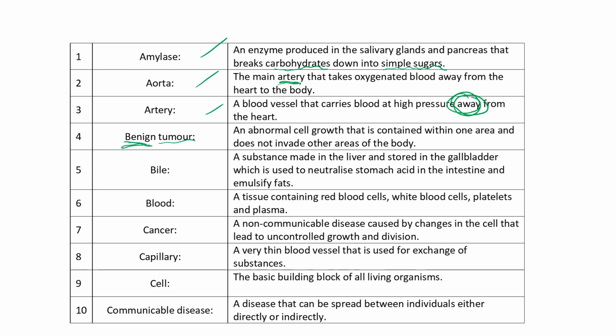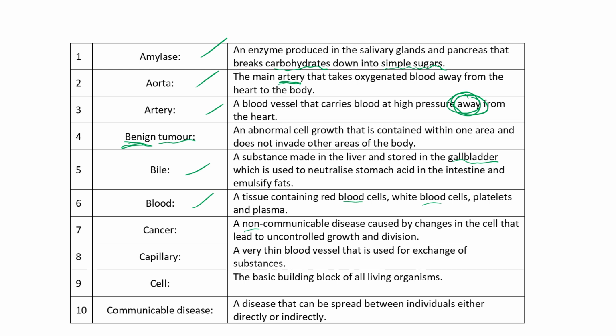A substance made in the liver and stored in the gallbladder, which is used to neutralise stomach acid in the intestine and emulsify fats, is bile. A tissue containing red blood cells, white blood cells, platelets and plasma. Kind of gives it a little bit of a clue. Blood.